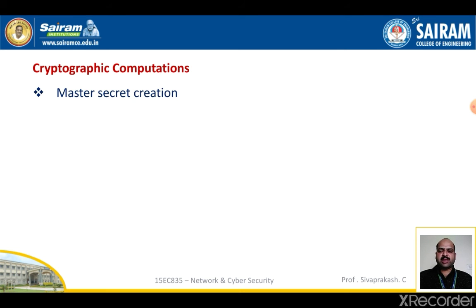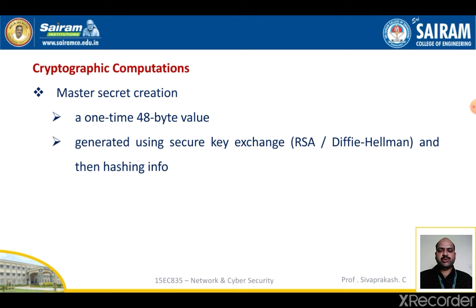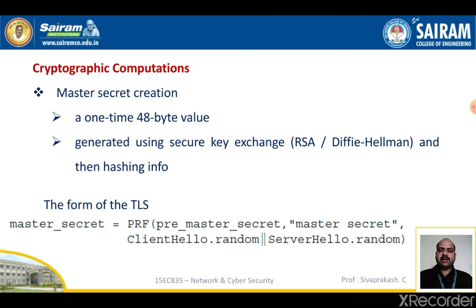Actually, once the master secret is created, the algorithm is performed until 48 bytes of pseudo random output are produced, generated using a secure key exchange of RSA or Diffie-Hellman and then hashing information. Hence, the form of the TLS master secret is master secret equals PRF of pre-master secret, "master secret", client hello dot random concatenated with server hello dot random.